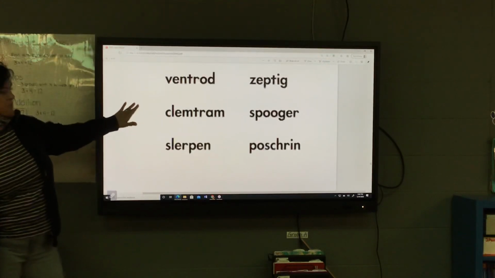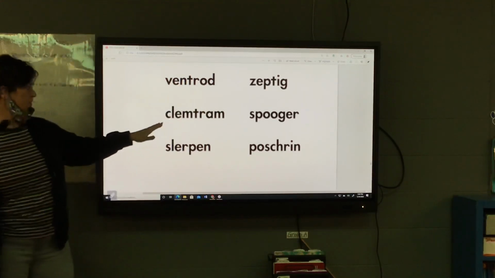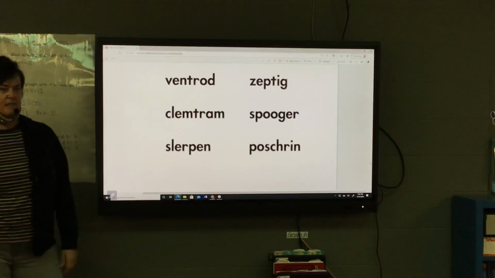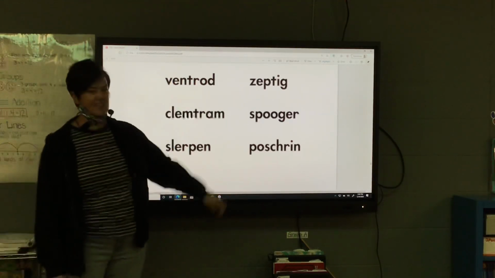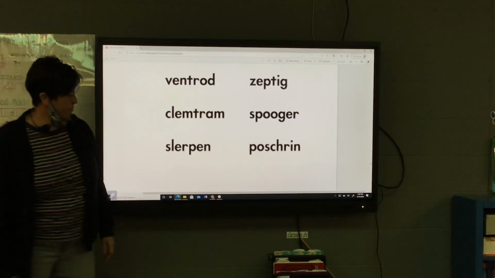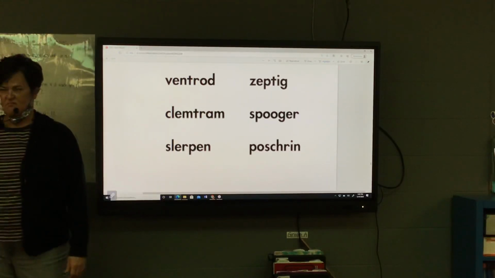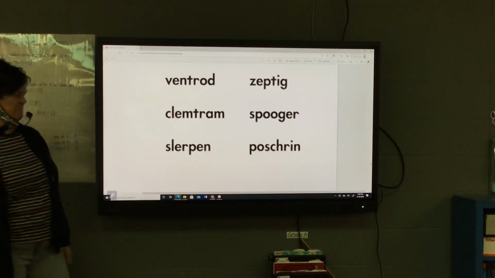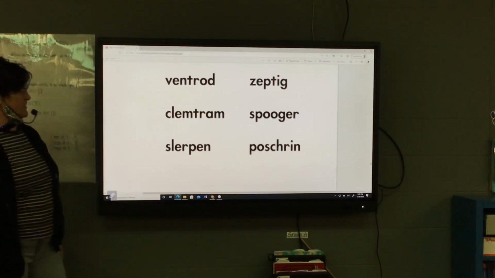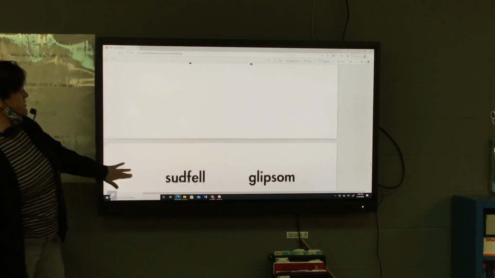More nonsense words. I'll say it, you repeat it. Ventrod, Ventrod, Clemtram, Clemtram, Slurpin, Slurpin, Zeptig, Zeptig, Spooger, Spooger, Postrin, Postrin. We've been practicing the ch sound, right? Postrin. Sounds like we're speaking in a whole new language.